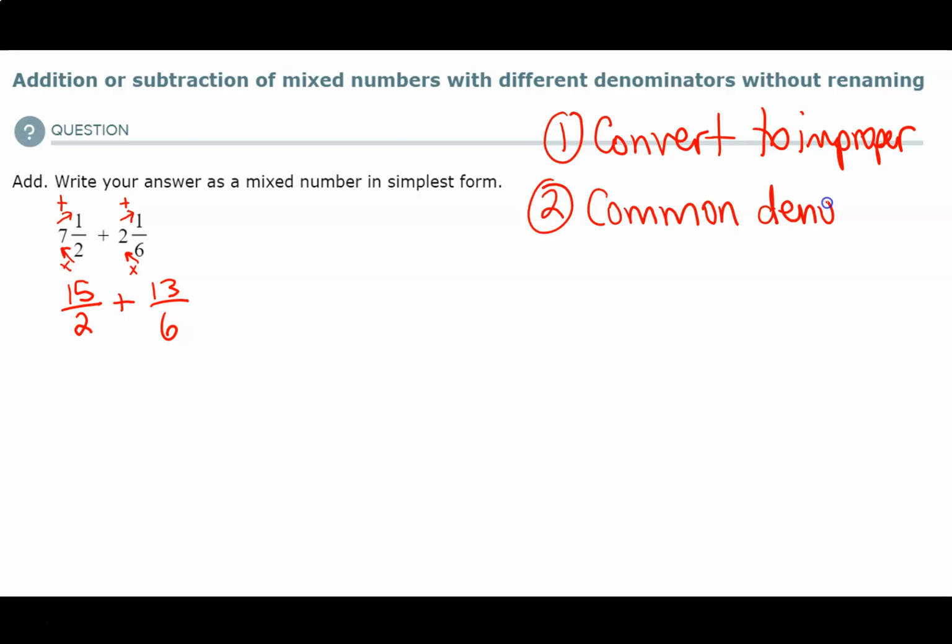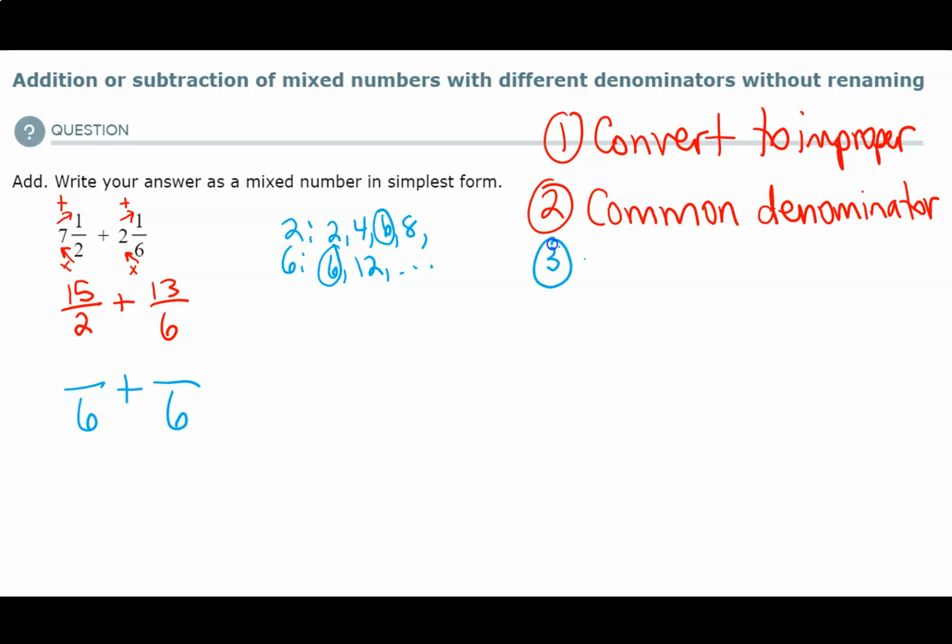So to get my common denominator, remember we look for the LCM or the LCD of the 2 and the 6. 2, 4, 6, 8. Looks like 6 is our LCM. So we're going to rename these fractions with 6's. So it's going to be our third step, rename fractions.